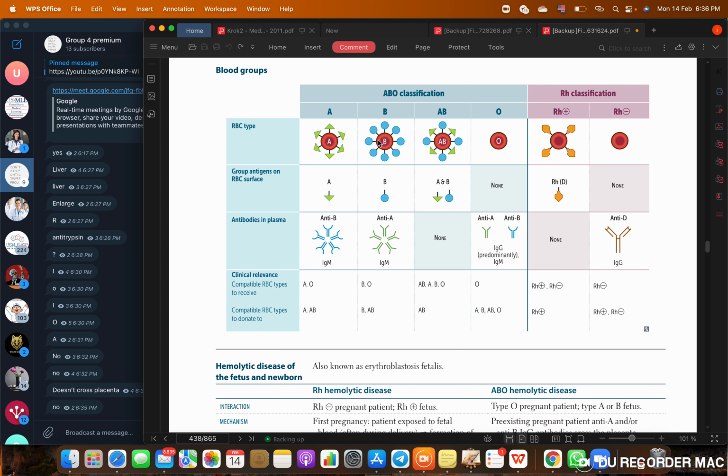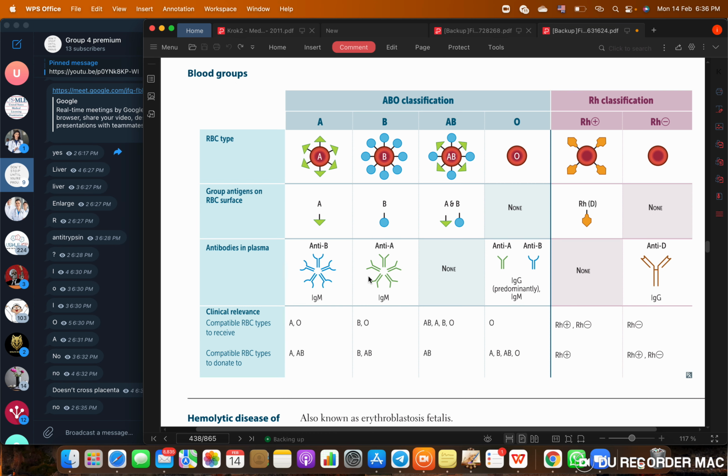So blood group B, again, they have the B antigen on the surface of the RBCs. Anti-A, again, IgM, cannot cross the placenta. They are blood group B, so they can donate to somebody who is B, okay? And you can give the people with blood group B, B blood group, and also O. O is a universal donor.